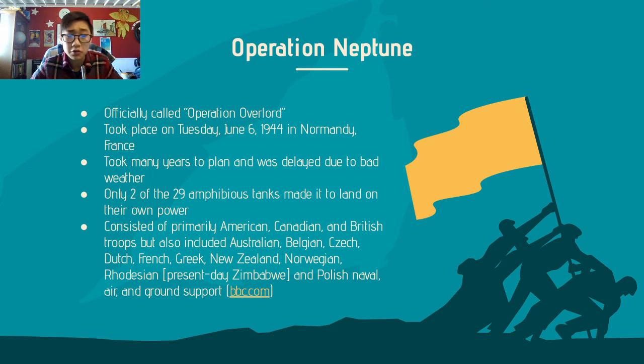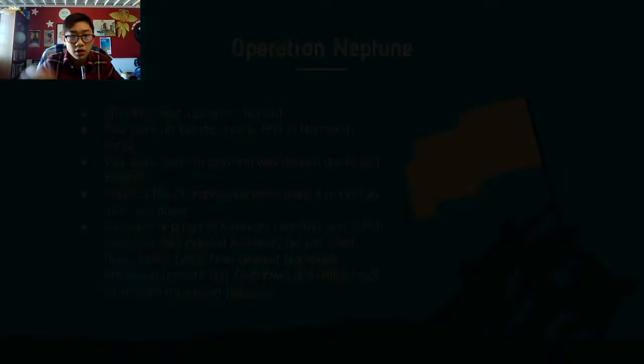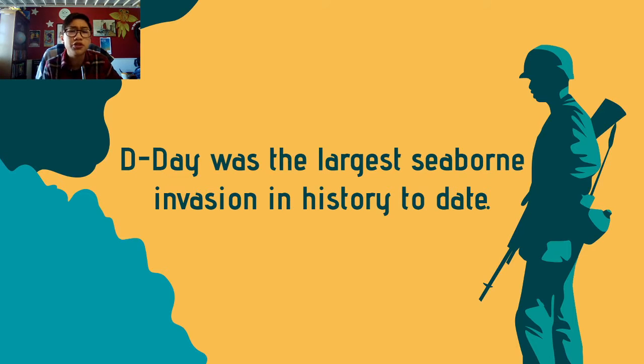It consisted of primarily American, Canadian, and British troops, but also included Australian, Belgian, Czech, Dutch, French, Greek, New Zealand, Norwegian, Rhodesian, or present-day Zimbabwe, and Polish naval, air, and ground support. Also, D-Day was the largest seaborne invasion in history to date.